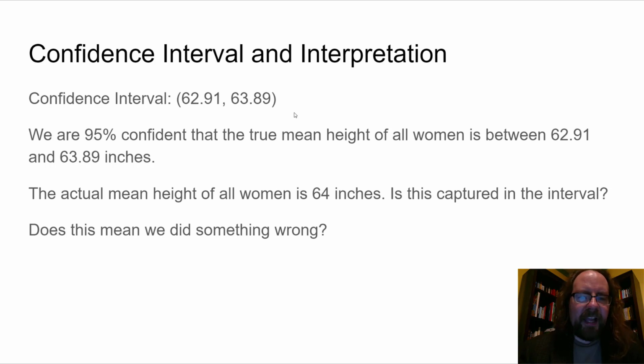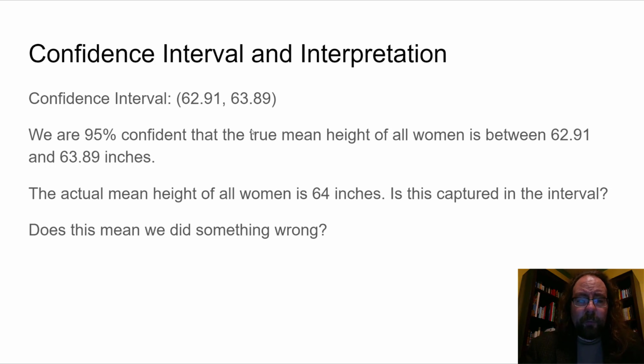Because it's a 95% confidence interval, that means that there was, from the beginning, a 5% probability that this particular interval would not actually capture our parameter. So any 95% confidence interval I make has a 5% chance of not actually capturing the true parameter. And that's what happened here. And that's totally okay. I just wanted to remind everybody that is the case.